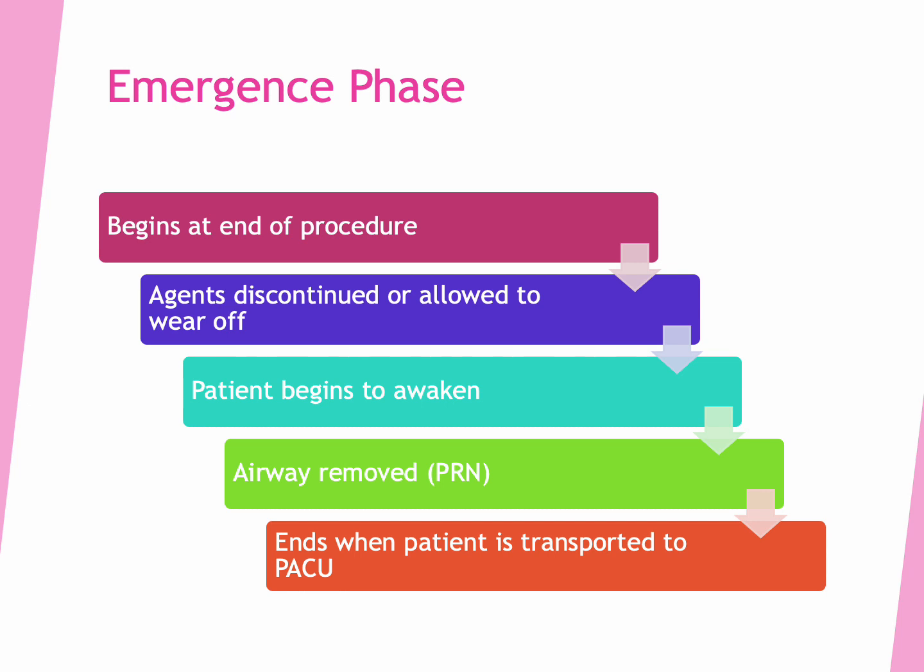Emergence. Emergence is the third and final intraoperative phase of general anesthesia. The emergence phase starts when the surgical procedure is finished, and it ends once the patient has been transported to the post-anesthesia care unit, the PACU, and a detailed report has been given to the PACU staff nurse. Usually the anesthesia care provider and the circulating nurse take the patient to PACU. So they're going to give a handoff report to the PACU nurse.